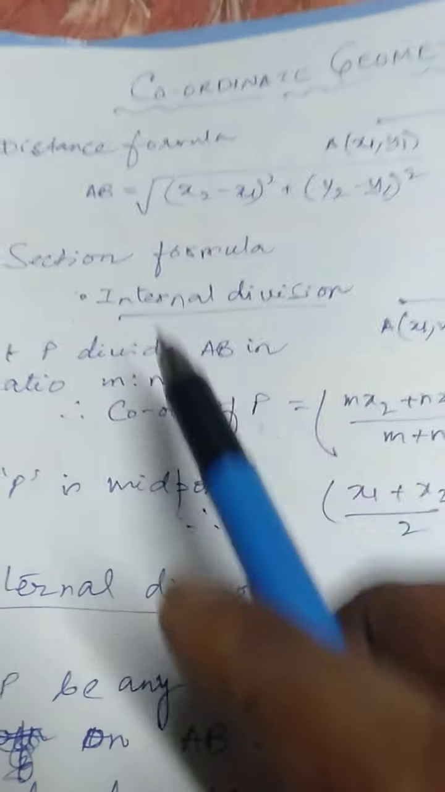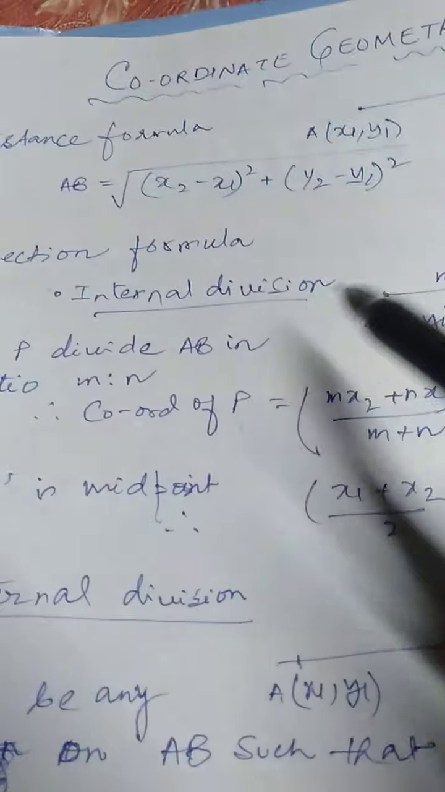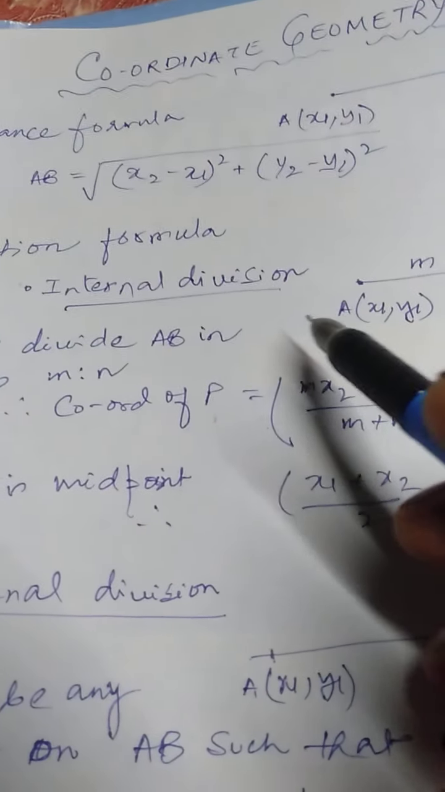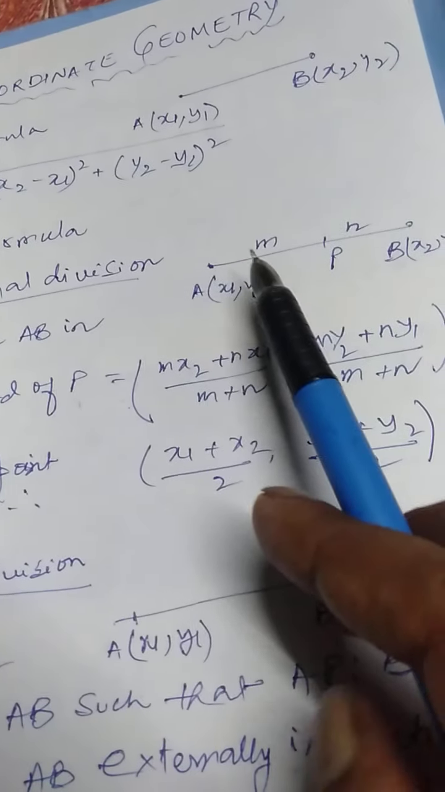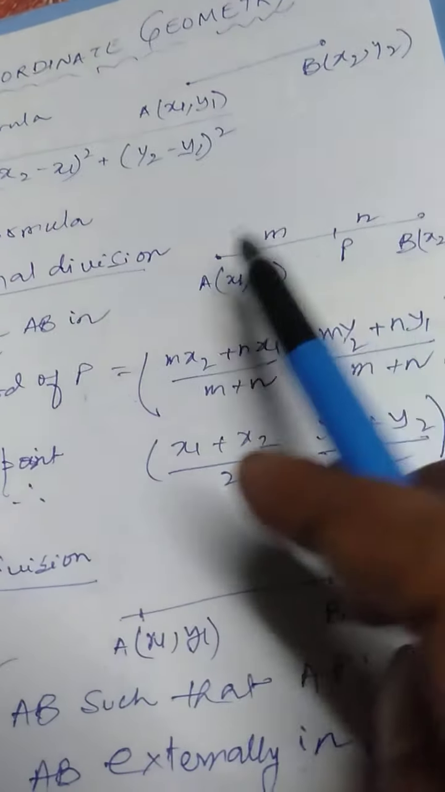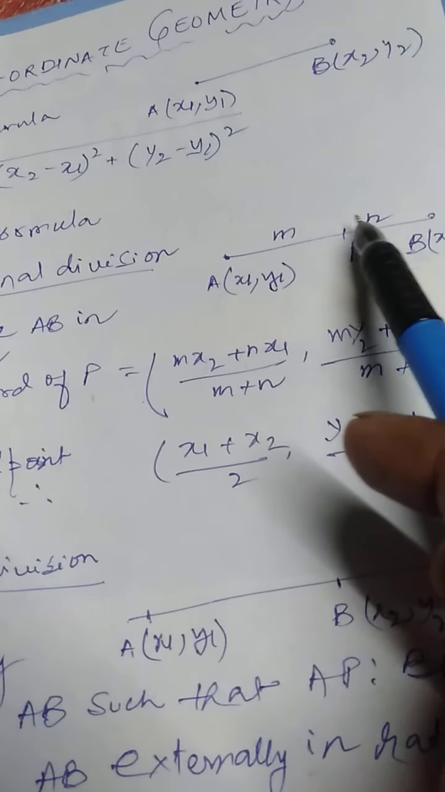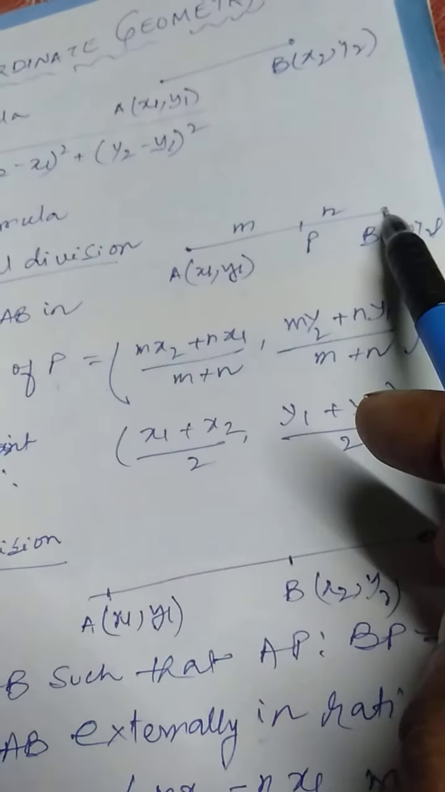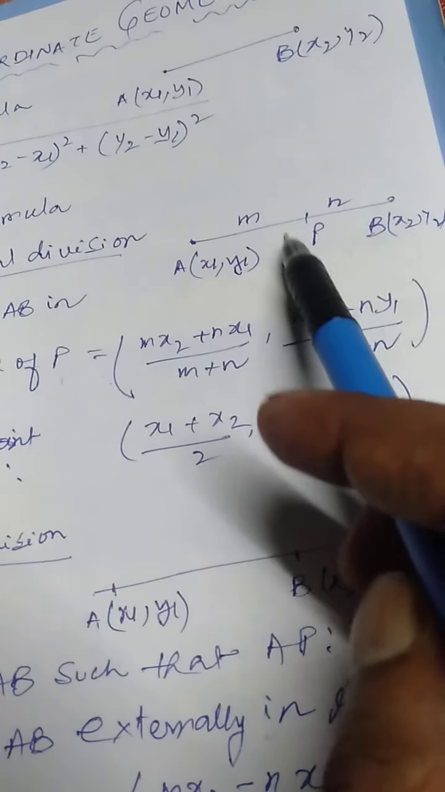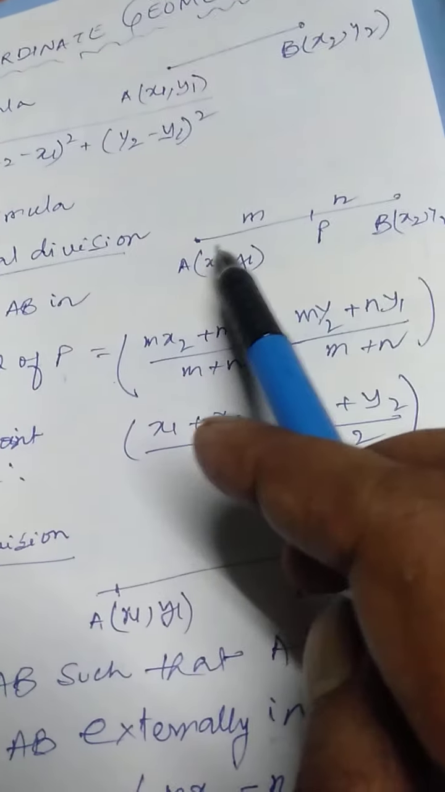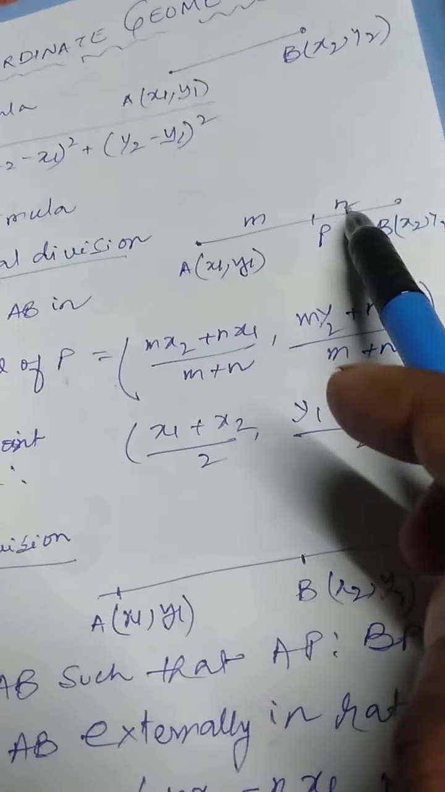Now, the section formula. In class 11, we have two types of section formula. One is called internal division and one is called external division. Now, what is internal division? AB is a line segment with coordinates x1, y1 and x2, y2, and P is a point that divides it in the ratio m is to n.